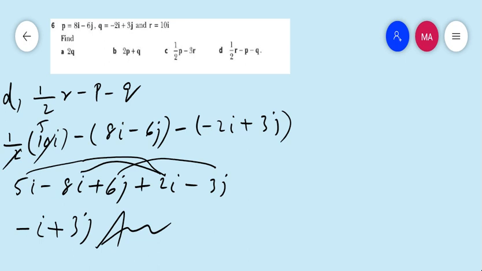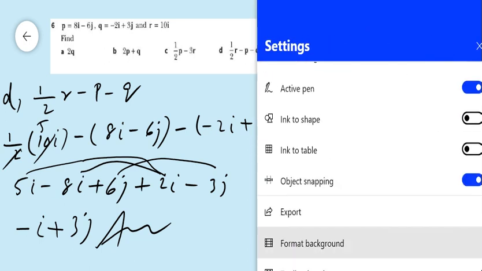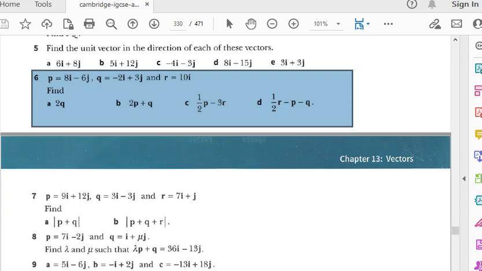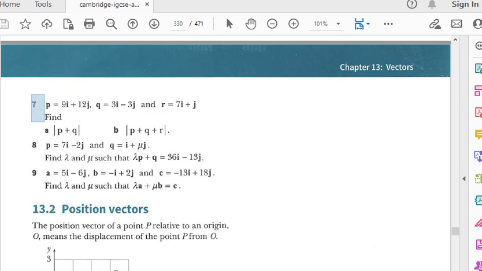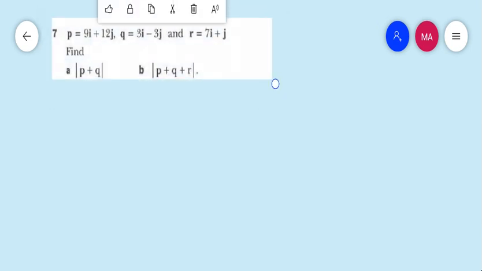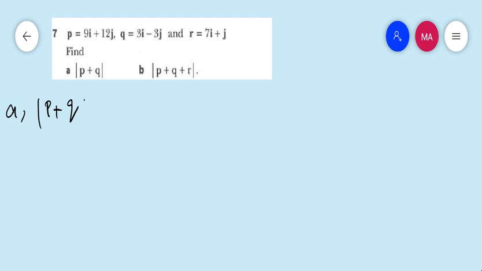So again, you witnessed a very easy question. Move to question number 7. Question number 7 is P is equal to 9I plus 12J, Q is equal to 3I minus 3J, R is equal to 7I plus J. Find part A, magnitude of P plus Q.